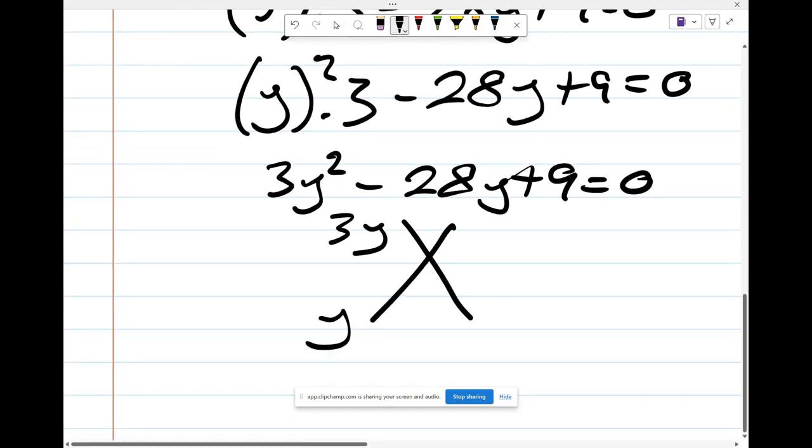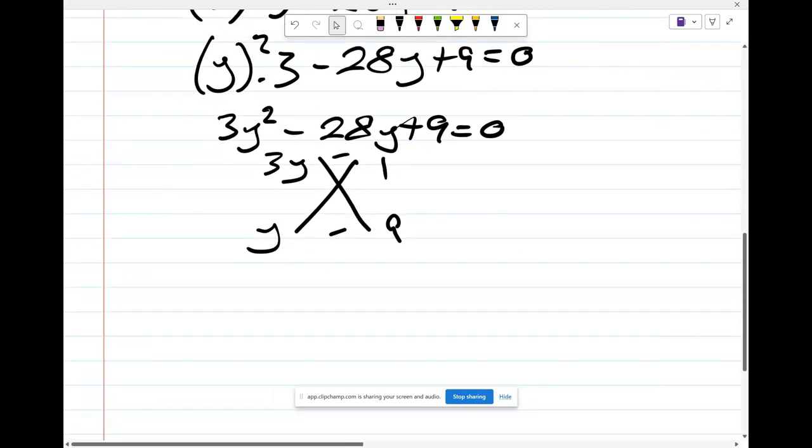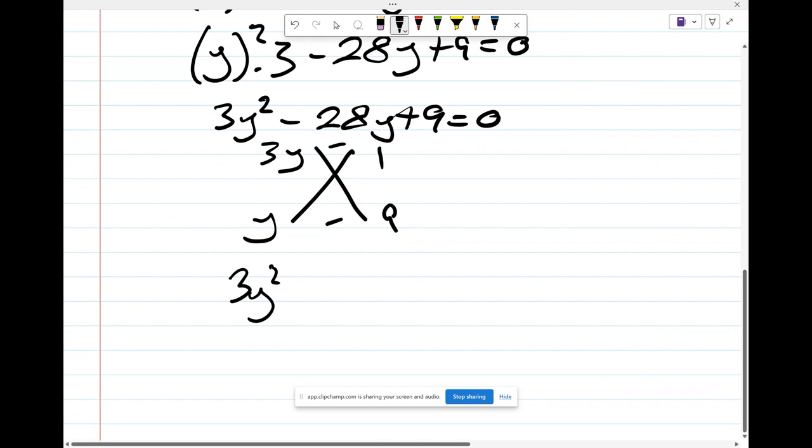3y times y is going to give us 3y squared. And maybe 3 times 3. 3 times 3 will give us 9. Will it give us minus 28 in the middle? 3 times 3 is 9. We can't really get an 8 in the middle. So why don't we do 9 and 1? Will that give us 28? It will give us 28, but if we swap these around. So 3 times 9 is going to give us 27, and then if we add on a 1, we're going to get 28. But we want minus 28, so we're going to do minus 27 minus 1. And does that work for our plus 9? We have minus times a minus, so that's going to give us plus. Yeah, works.